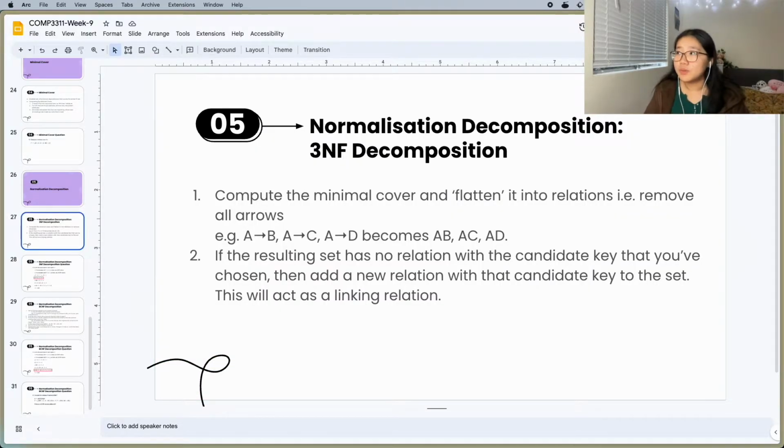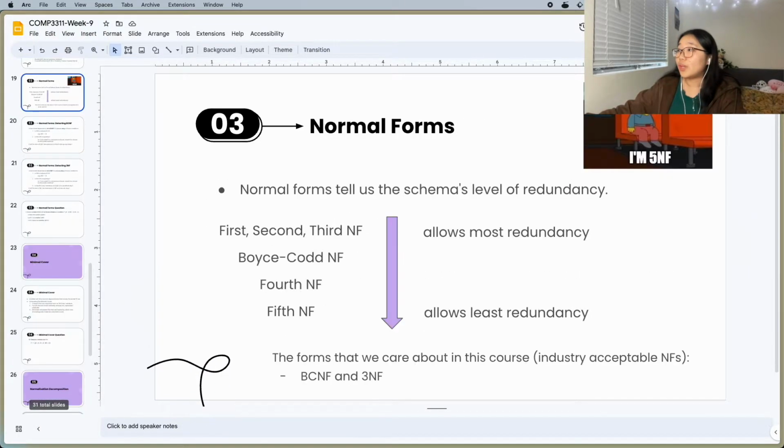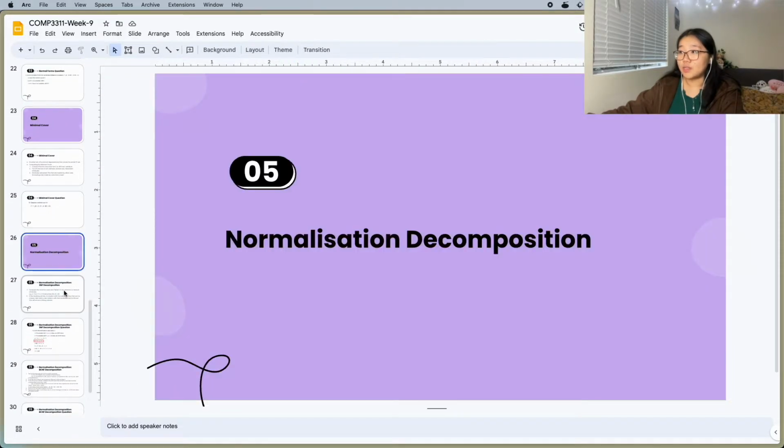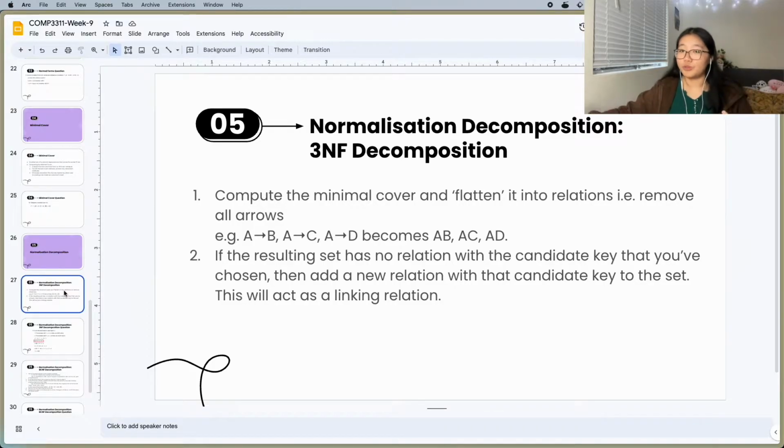Alright, so the first one here is your 3NF decomposition. Remember from our normal forms slide before, we said that in this course, we're only going to learn about the industry acceptable normal forms, so BCNF and 3NF. Therefore, those are the only ones that we have to learn how to decompose. So the first one is 3NF decomposition.